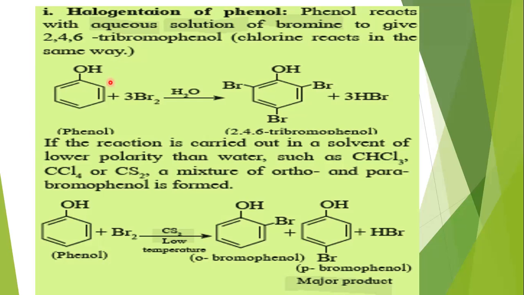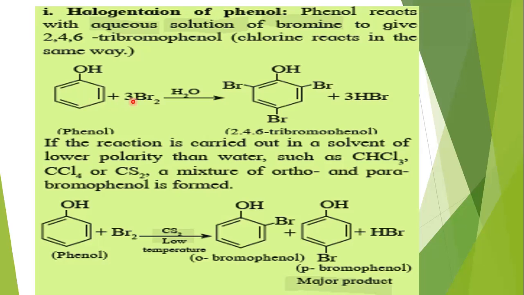But in this bromination, there are two conditions. Phenol reacts with bromine in the presence of water as a solvent, and phenol reacts with bromine in the presence of carbon disulfide as a solvent. So in two different solvents, the bromination of phenol takes place in different manners.